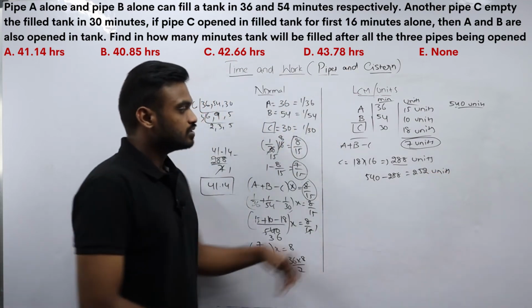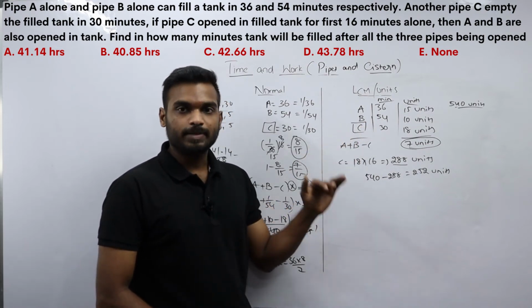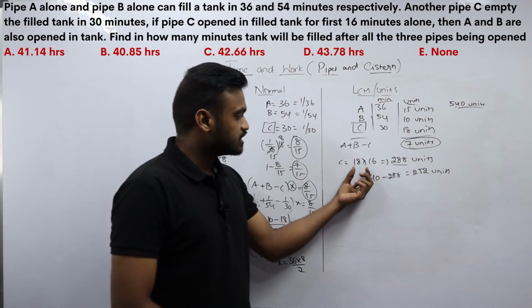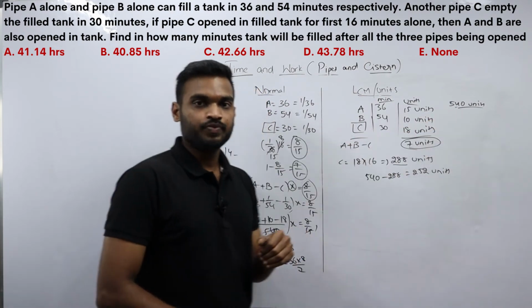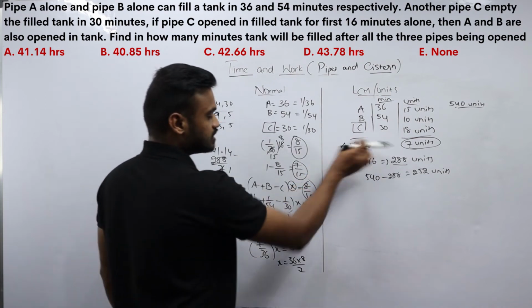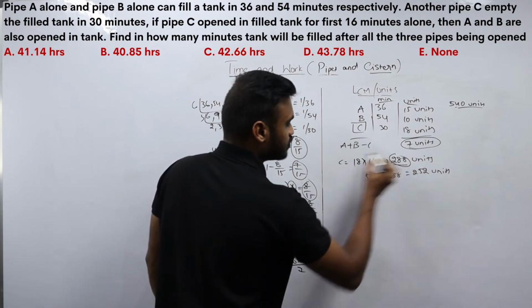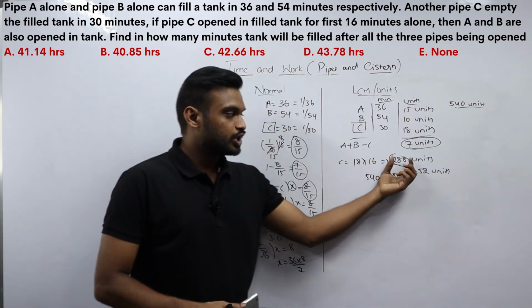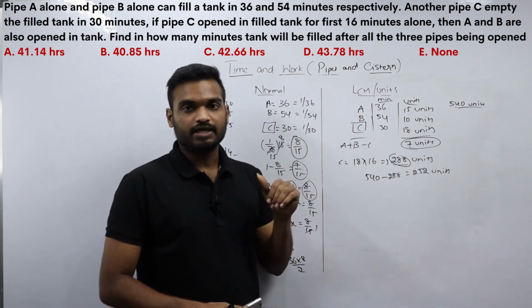Okay. So for the first 16 minutes, C is opened. What is C's work? To empty the tank, right? So for the first 16 minutes, C emptied 288 units out of these 540 units. Now A, B and C need to work together to fill this emptied work, that is 288 units. After removing 288 units, only 252 units of the water tank is full.